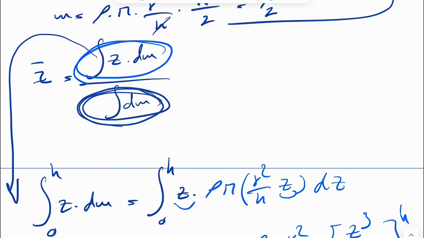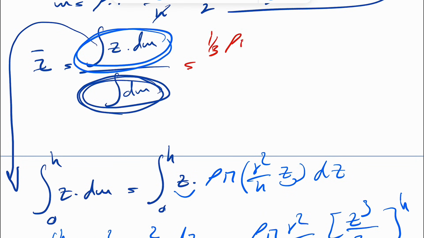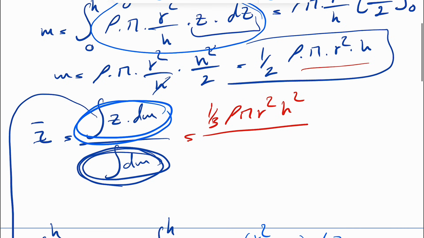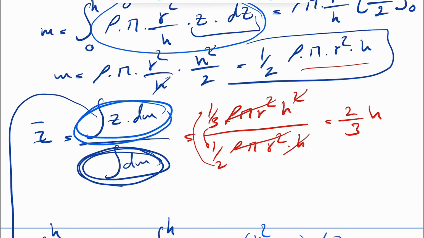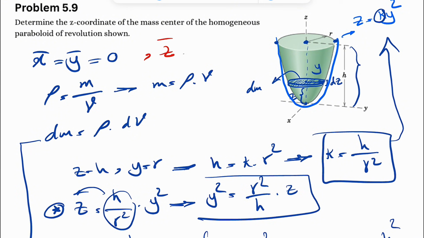Now we have this part as well, so we're just going to plug it in here to find the final answer. I'm going to write it down in red. 1/3 of rho pi r squared h squared over 1/2 of rho pi r squared h. So all of this will cancel out. We can cancel out one of the h as well, so basically it's going to be 2/3 of h, which is the last component that we are looking for, the center of mass, 2/3 of h.